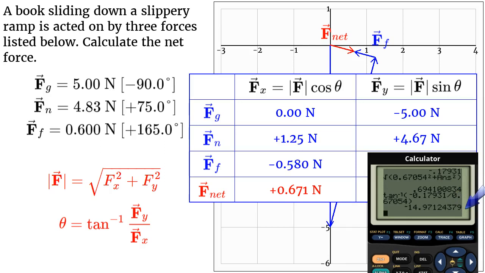And that makes sense because we said at the beginning of this question that our ramp was inclined at 15 degrees. It sloped at 15 degrees. So we expect the object is going to accelerate down the ramp, which should correspond to a direction of negative 15 degrees.